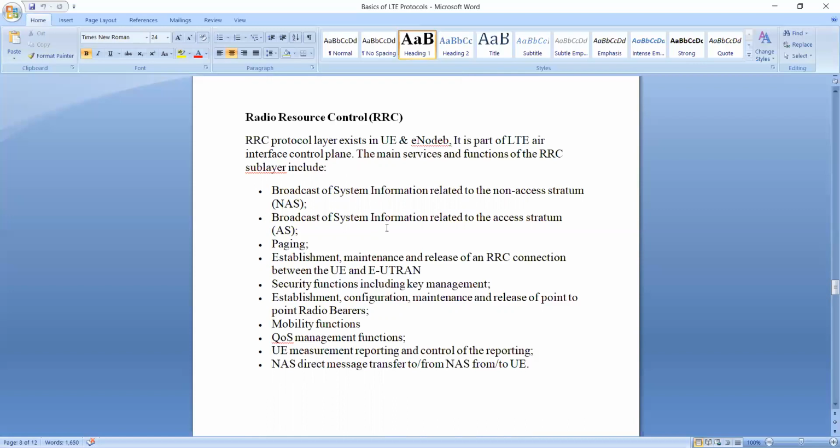You might have seen these in the RRC logs. Those are received by RRC. The eNode B RRC will broadcast system information. And it sends paging. Whenever UE is in idle mode, eNode B sends paging through RRC. It is responsible for connection establishment, maintenance, and release of an RRC connection between UE and E-UTRAN.